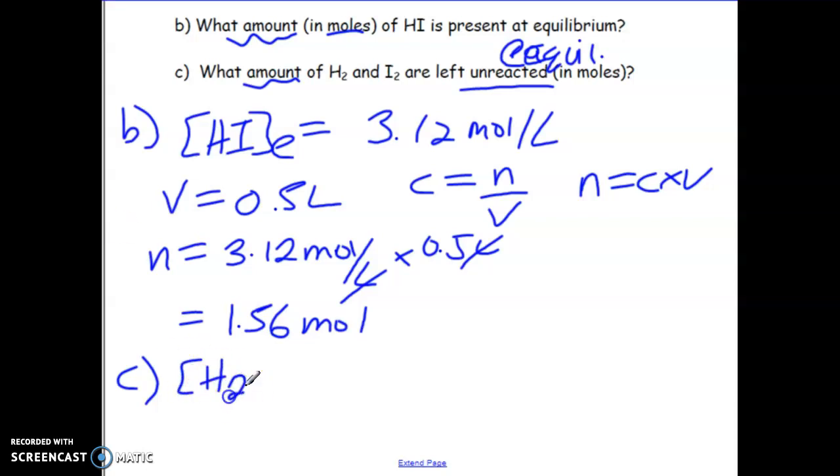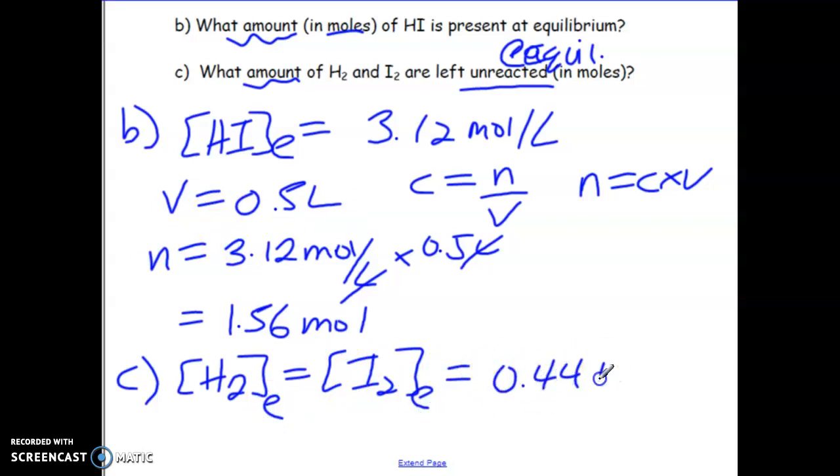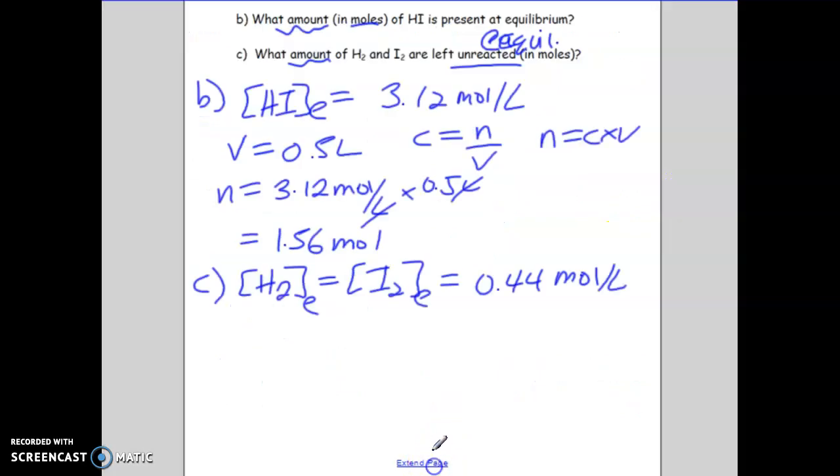So the concentration of hydrogen, and actually iodine, is going to be the same thing at equilibrium. We found it to be 0.44 moles per liter. So you're essentially doing the exact same thing that we did up here, except you're doing it for the reactants, right?